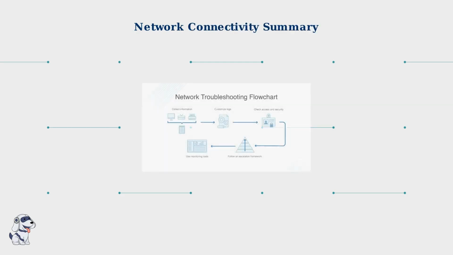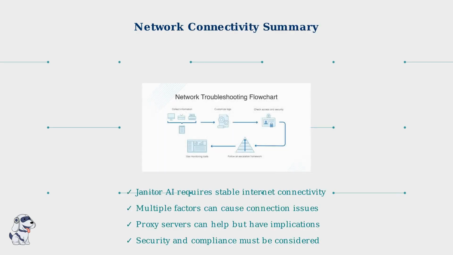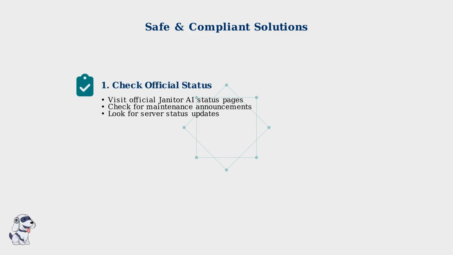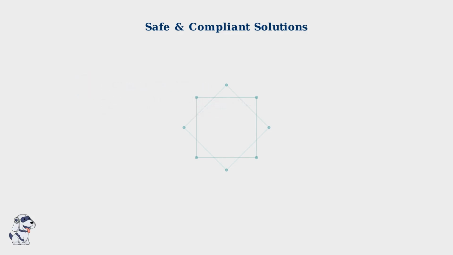Understanding these network connectivity concepts and the role of proxy servers is essential before considering any solutions. The next section will explore safe and compliant approaches to addressing Janitor AI connectivity issues while maintaining security and following platform guidelines. When experiencing network issues with Janitor AI, the first step is always to check official sources before trying any workarounds. Always start by checking the official Janitor AI status pages and announcements. Many connectivity issues are temporary and related to server maintenance or high traffic periods.